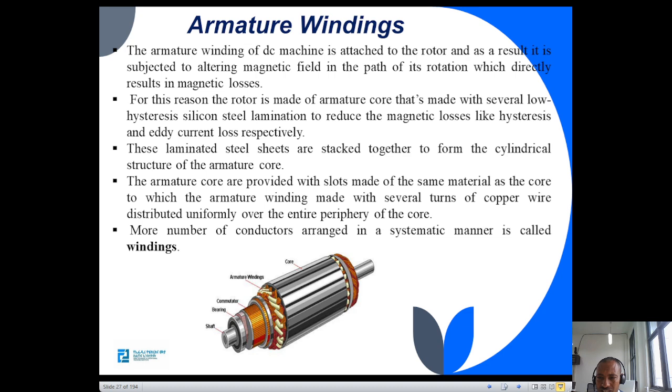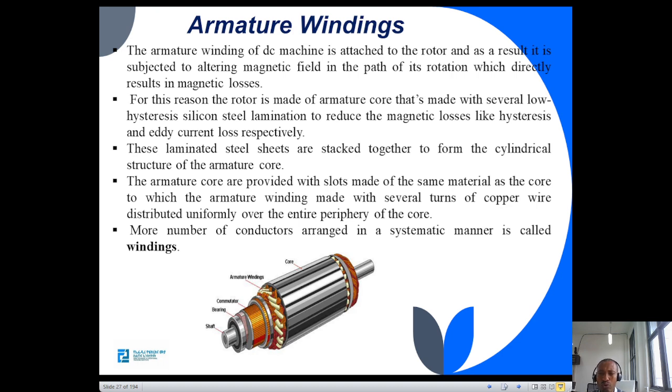For this reason, the rotor is made of the armature core, made with several low hysteresis silicon steel laminations. It is a special type of silicon steel which helps to reduce the magnetic losses like hysteresis and eddy current losses. These laminated steel sheets are stacked together to form the cylindrical structure of our armature core.